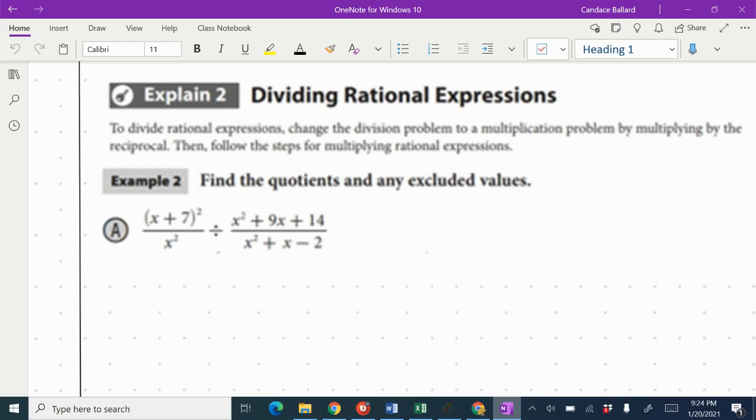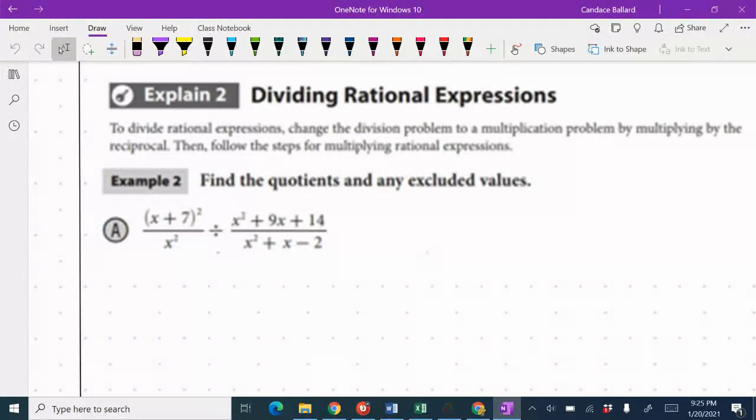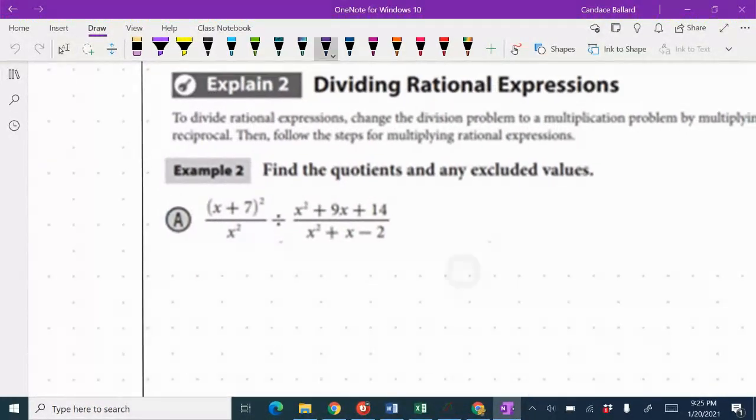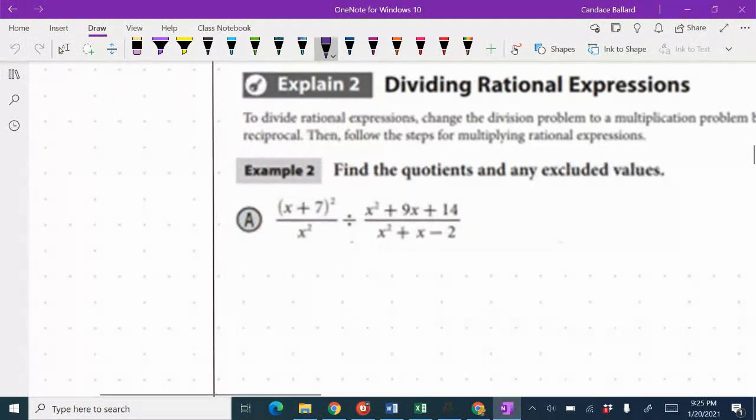In this video, we're going to continue topic 7.2, which is multiplying and dividing rational expressions. We're going to look at Explain 2, which is dividing the rational expressions. So the big difference between multiplication and division is that we have one extra step when we divide. We need to begin by flipping and switching to multiplication, or multiplying by the reciprocal.